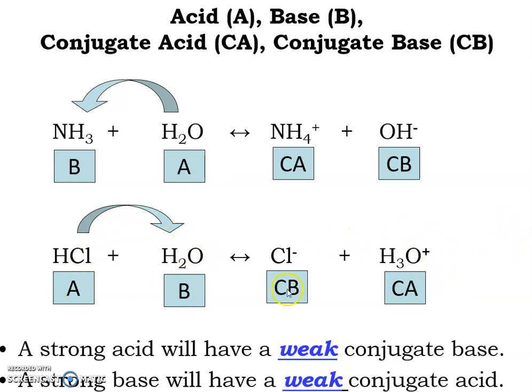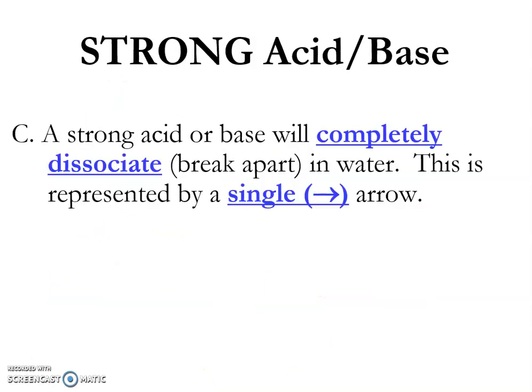It's not going to want to take it back. So generally what we say is if it's a strong acid going forward, the conjugate will be very weak. So a strong acid will have a weak conjugate base, and a strong base will have a weak conjugate acid. And again, strong acids are simply things that completely dissociate.